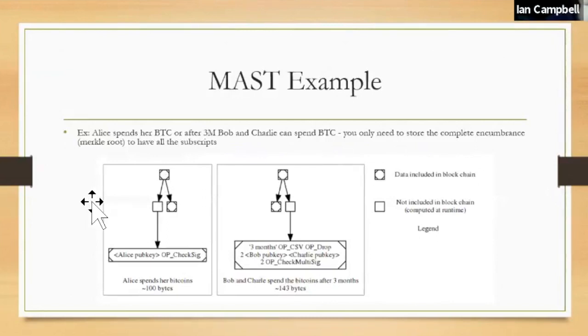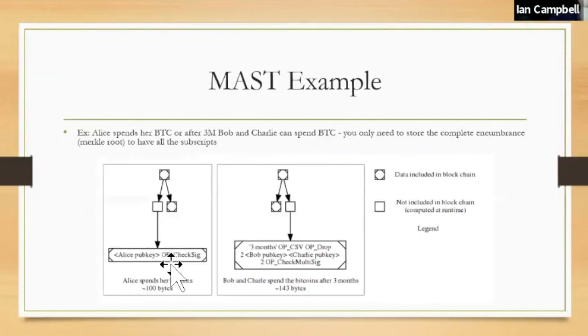In this first example, we can see Alice is spending her Bitcoin, and it's just going to put 100 bytes onto the blockchain every time she spends her Bitcoin, and that's it. And we don't see this other side of the script. Then in the other case, where Alice hasn't spent her Bitcoin and it's been 3 months, Bob and Charlie are allowed to spend the Bitcoin. And in this example, we don't see any of the other side of the data.